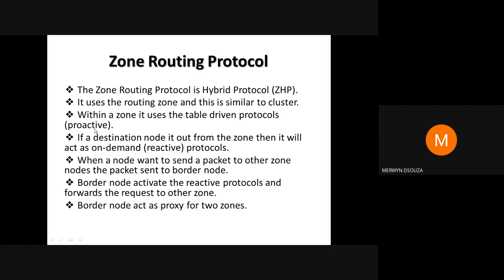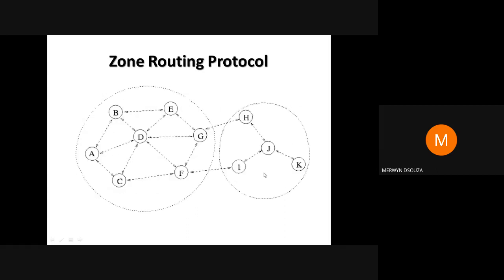And if you want to send a message from one zone to another zone, then you will use reactive routing protocols. So let's just look at this. Suppose this is the entire network. So the first part of your zone routing protocol will be to create the zones.